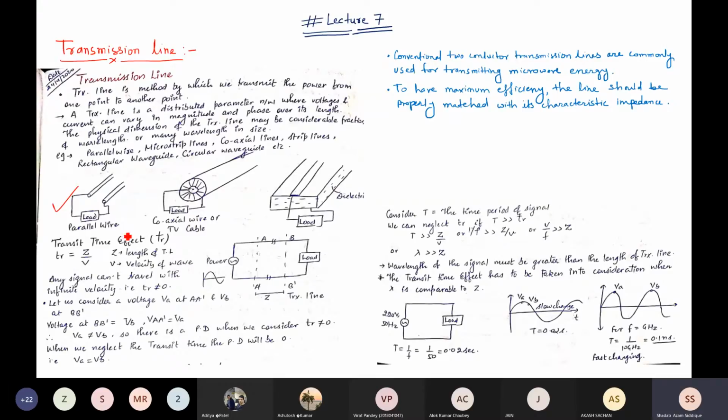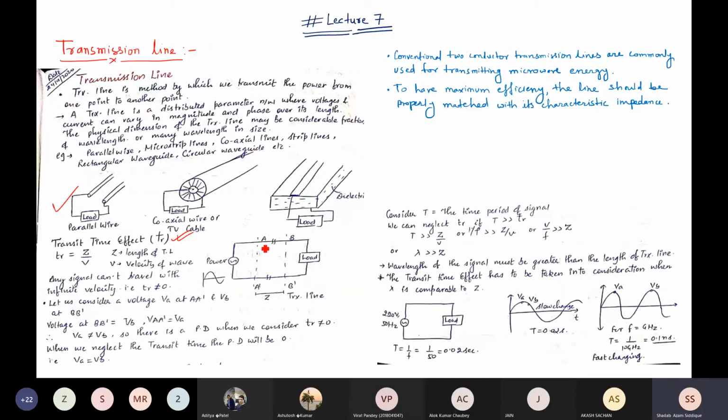Now we will see what is the transit time effect. Transit time is called TR, and time is nothing but time. Transit time means the time which is taken for the wave to travel from source to the load, that is from the source side to the load side.